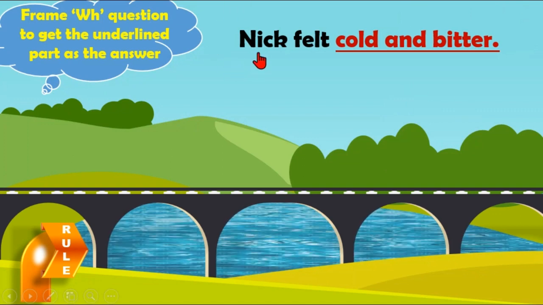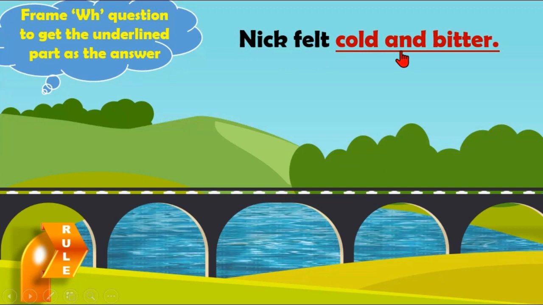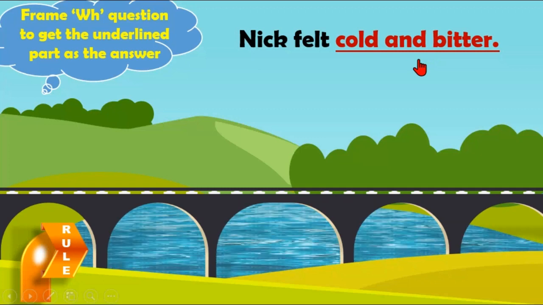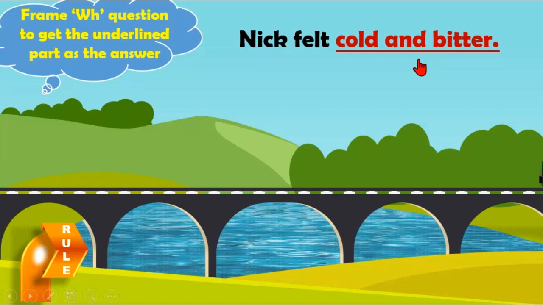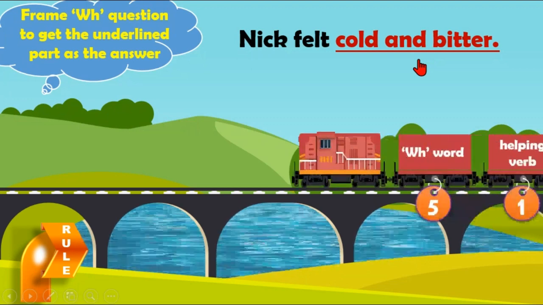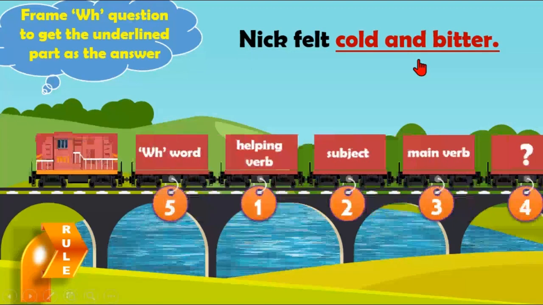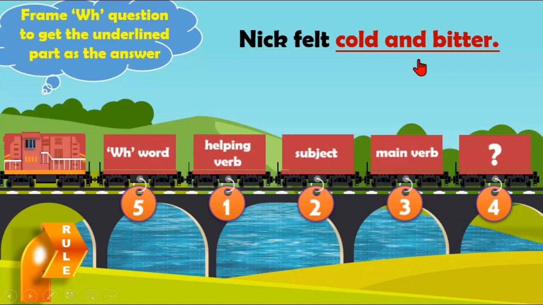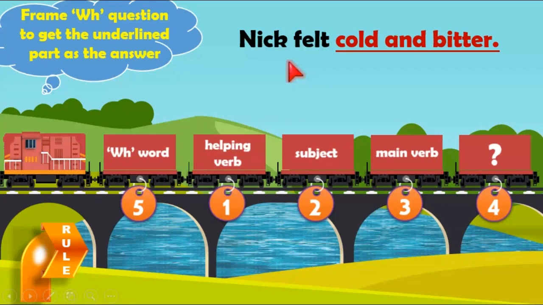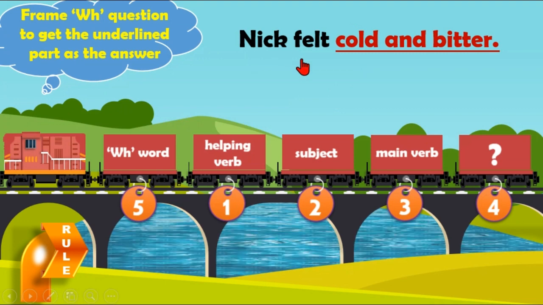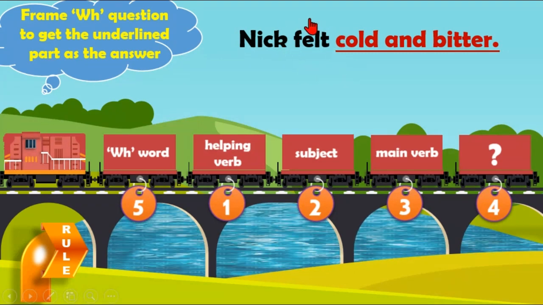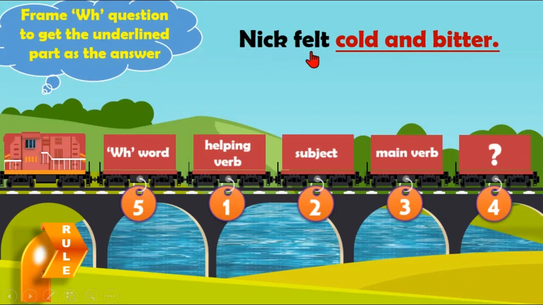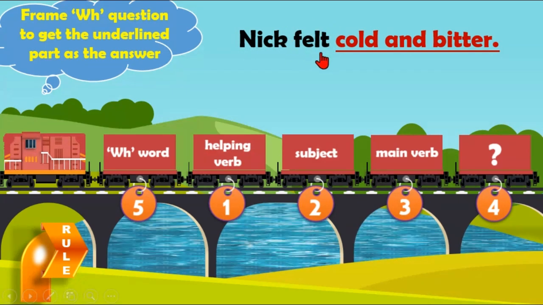Another example: Nick felt cold and bitter. Here the underlined part is cold and bitter. We have to get the underlined part as the answer. Look at the structure: helping verb, subject, main verb, question mark. Then add the WH word. What is the helping verb here? We already discussed this in the previous questions. Here is the V2 form of the verb. This sentence refers to simple past. So the V2 form of the verb, felt, is given.